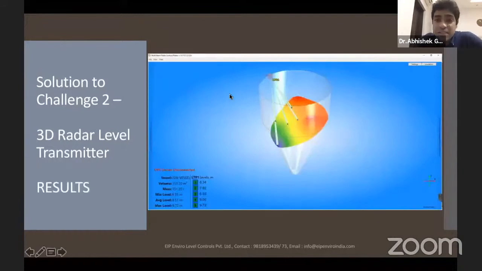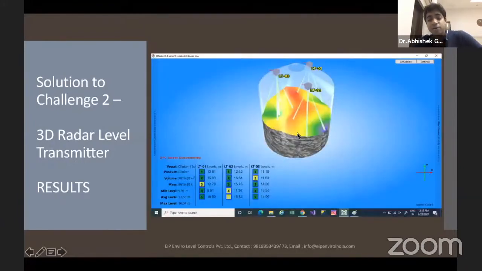So this is a real-time screenshot of a 3D radar level transmitter being installed in a fly ash silo, and you can see the profile unevenness in this silo. This is again a silo, not a fly ash silo per se. It's a very big clinker silo, and you can see we have 3 numbers of 3D radar level transmitters installed to generate a real-time 3D profile.